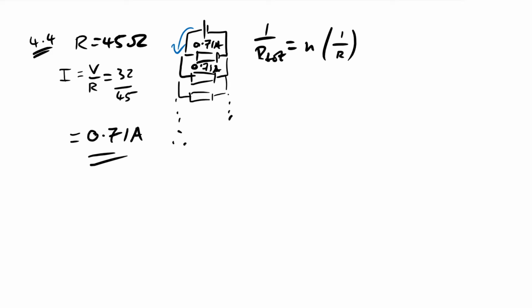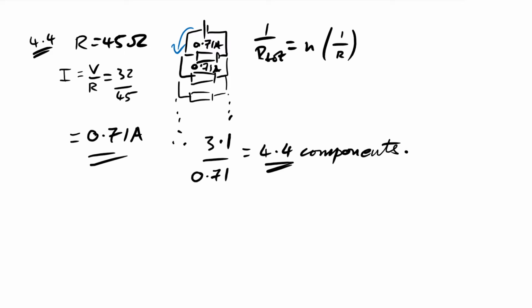So therefore, our total current was 3.1. Divide that by the current for each one of these components, and that gives us 4.4 components before that maximum current is reached. We can't have a 4.4th component, no such thing. Can we go up to 5? No, we can't, because that would go above the maximum current, so therefore N has to be 4. Only 4 components can be attached.